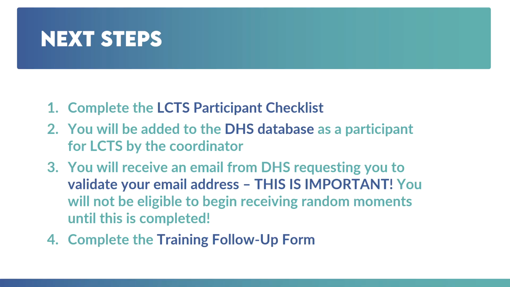At this point, you should have completed both parts of the LCTS training, the overview of the program and random moments, and now the code selection training. Your next step is to go back to the website where you access this training and complete the participant checklist and the Google form. These forms confirm your eligibility and are required before you can begin receiving random moments. Once those are submitted, you'll be all set to participate.